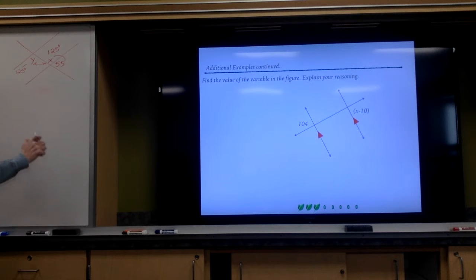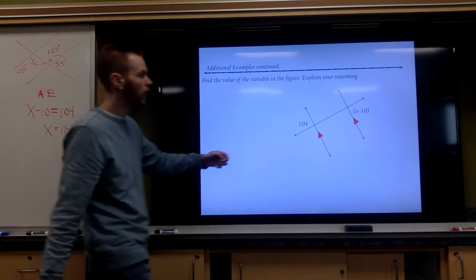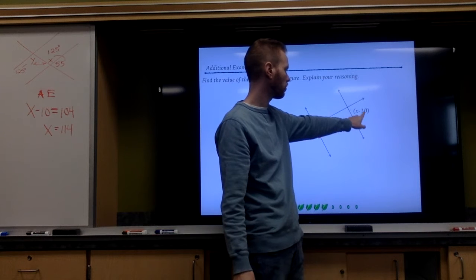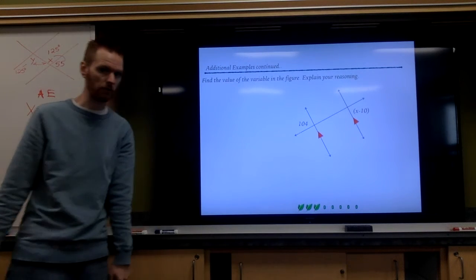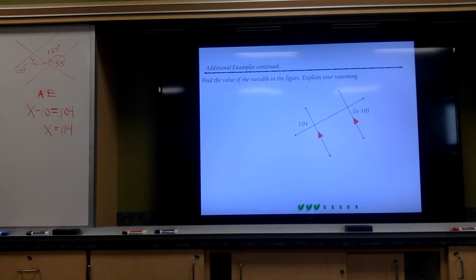So to figure out what x is, I would say x minus 10 is equal to 104 degrees. And I'm going to put alternate exterior. I'm abbreviating AE for that guy. Does that make sense? Because they're alternate exterior and they're the same measurement, I can set them equal to each other. So add 10 to the other side, x has to be 114 degrees, which works, right? 114 minus 10 is 104, which matches the other angle. Okay?